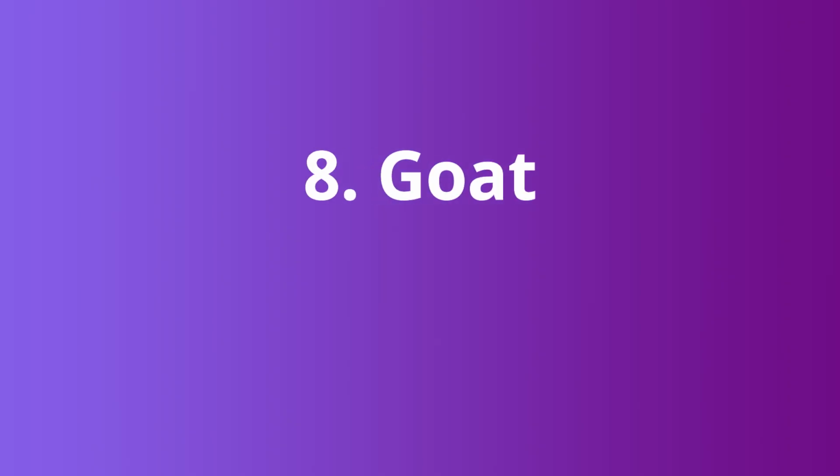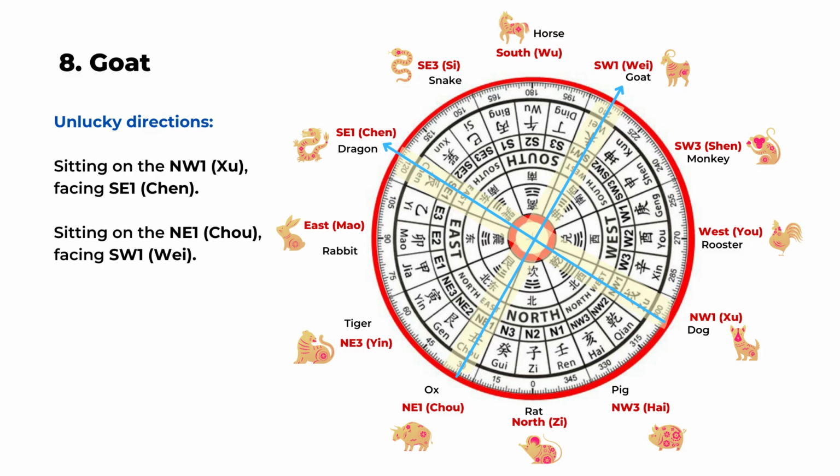The next animal sign is the goat, and the goat direction is southwest 1. So the first unlucky direction is when the house is facing southwest 1 and sitting on the northeast 1. The second unlucky direction is sitting on the northwest 1 and facing the southeast 1.